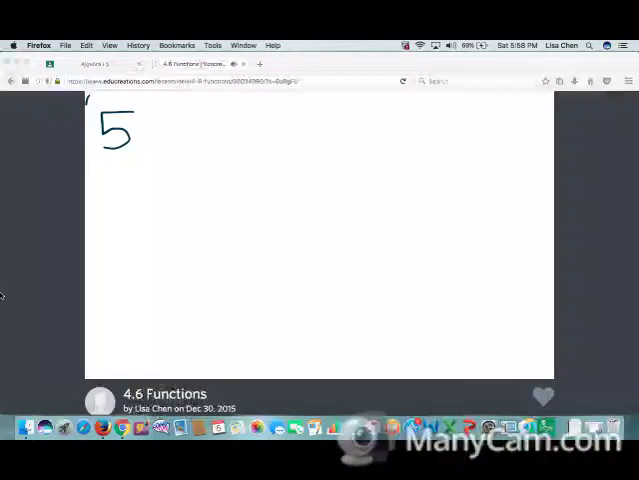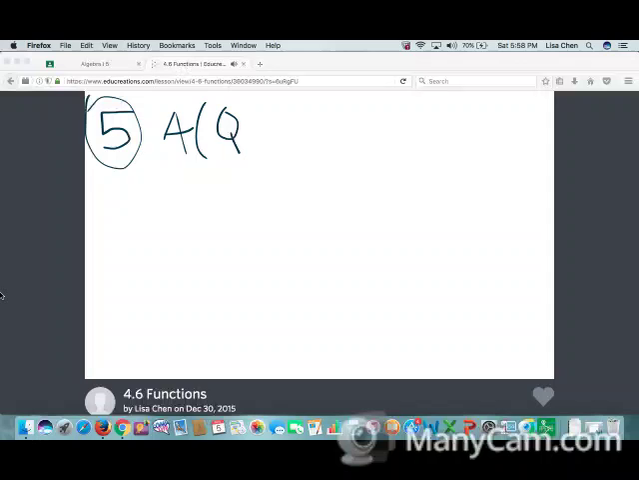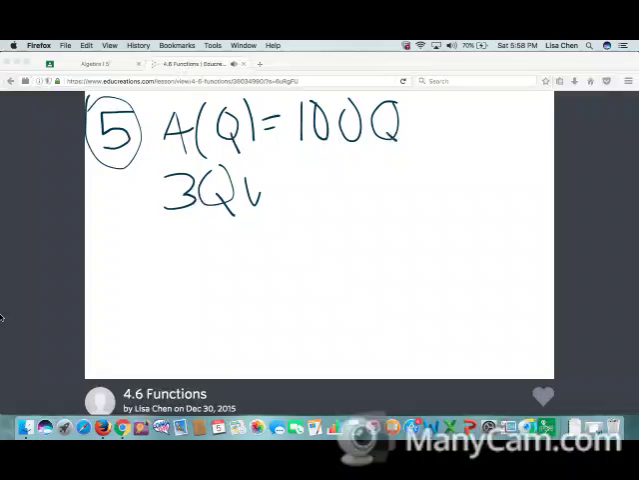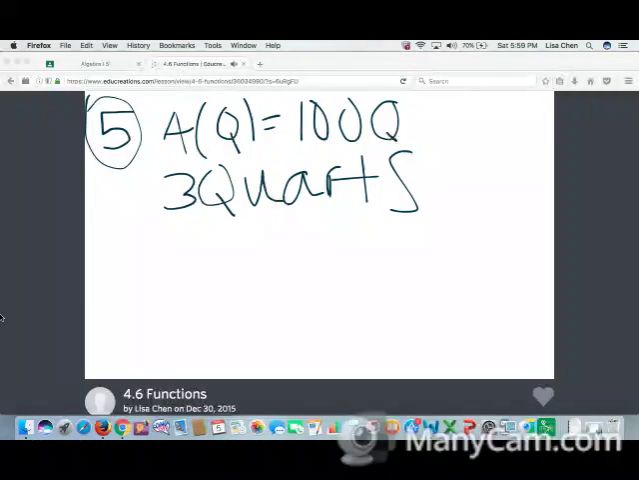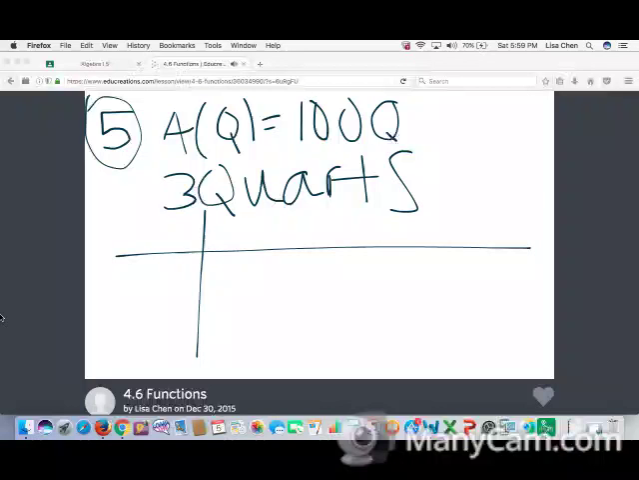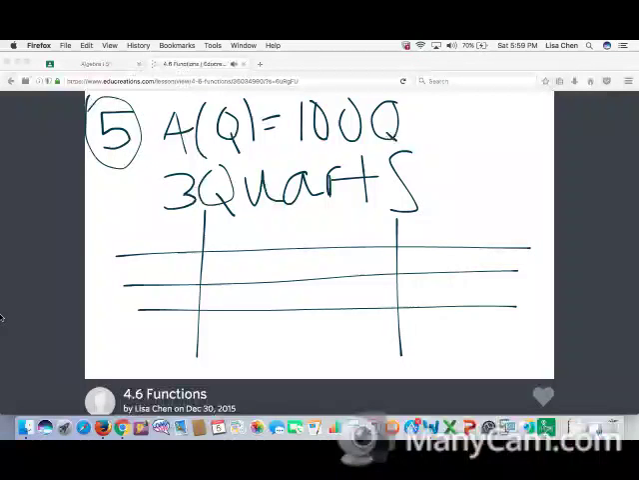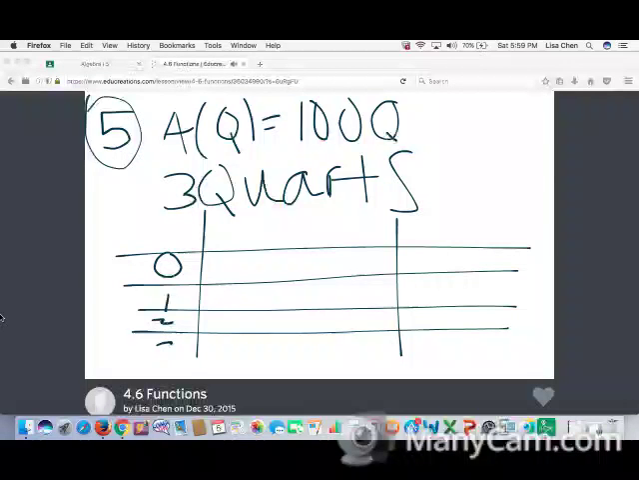So for the last problem, problem 5, it's just a word problem. It's the same as problem 4. You have 3 quarts of paint. A quart of paint covers 100 feet squared. If the function is a of q equals 100q, and you have 3 quarts, what's the domain and range? Now, if you have at most 3 quarts, that means you can range from 0 to 3: 0, 1, 2, and 3 quarts. This is your domain.